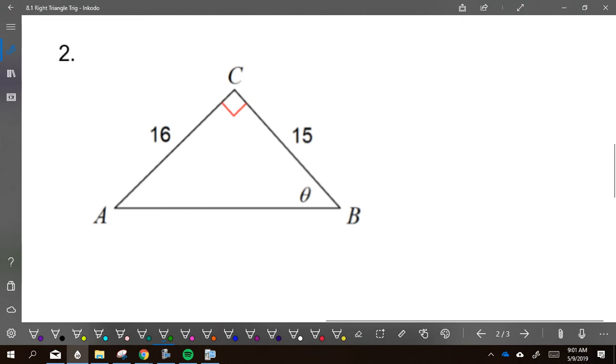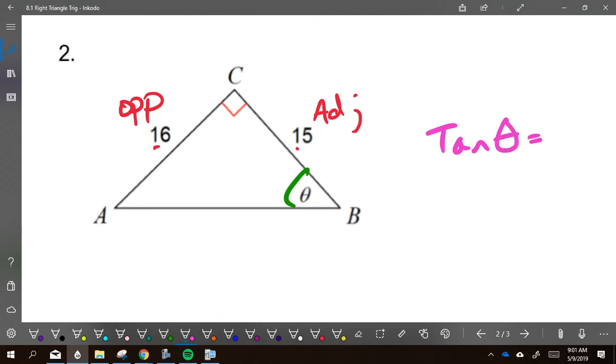We got this thing over here. This is my angle right here. So compared to that angle, Alyssa, what's that 16 going to be? That's the opposite. What about the 15? Adjacent. So we've got 3 things, 16, 15 and the right angle. We're trying to find theta. And so we've got 16 and 15, opposite and adjacent. Audrey Gordon, which trig function are we going to use then? Tangent of theta equals the opposite over adjacent.